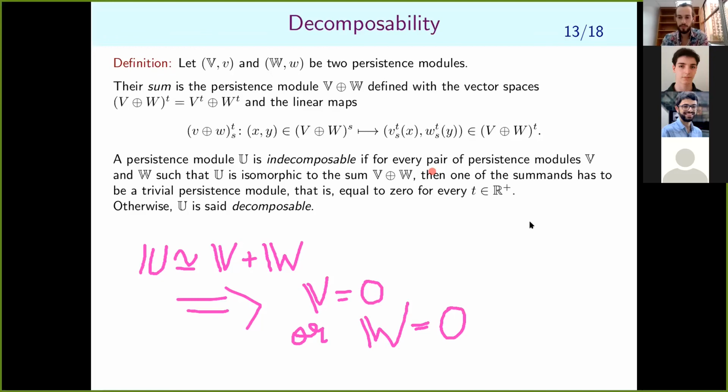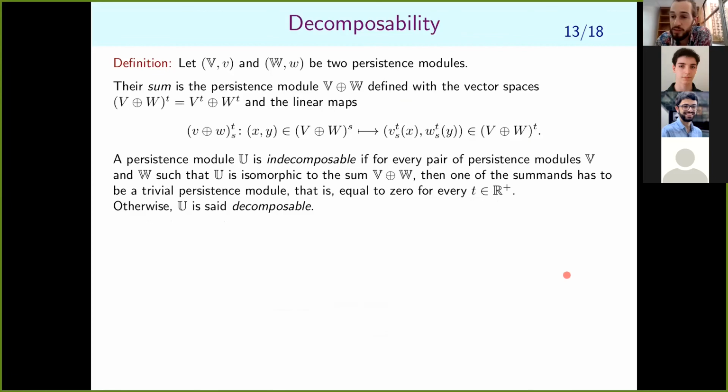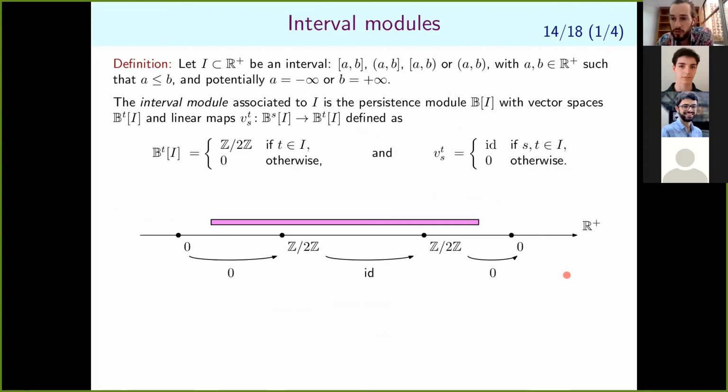So you have to see indecomposable persistence modules as the elementary blocks of the theory of persistence modules. These are the persistence modules that cannot be described by smaller persistence modules. And actually, we know what the indecomposable persistence modules are, and they are called interval modules.